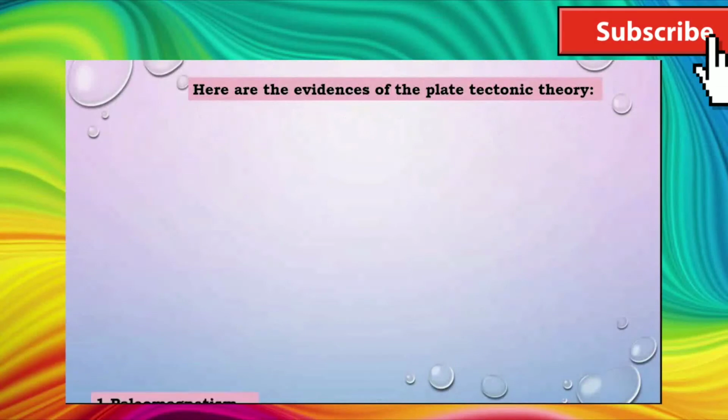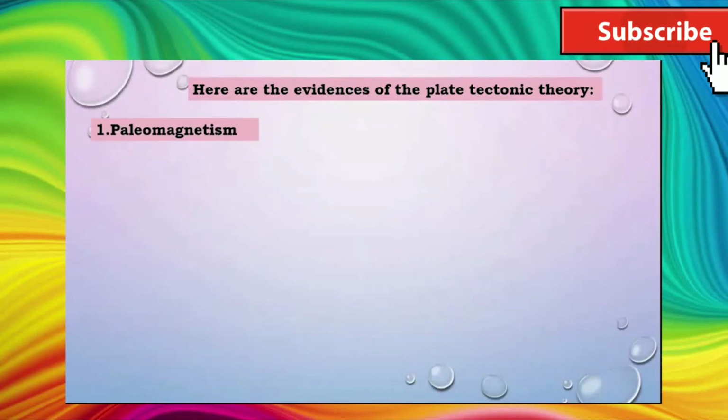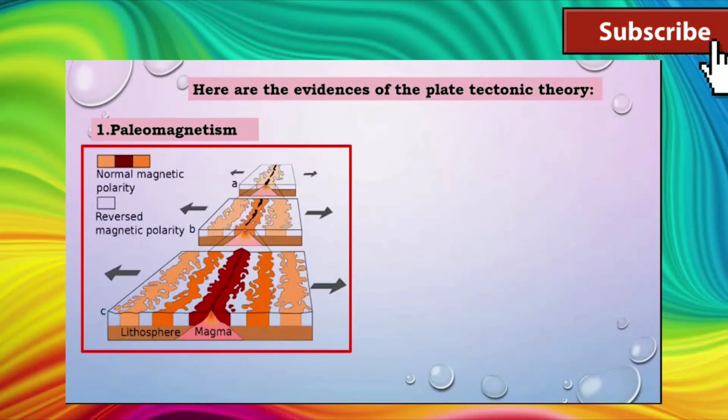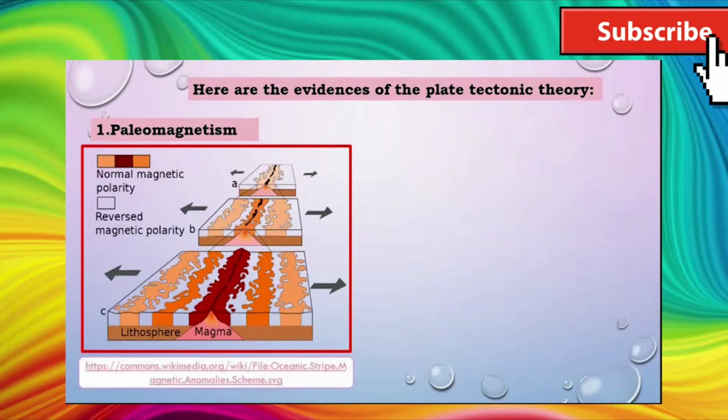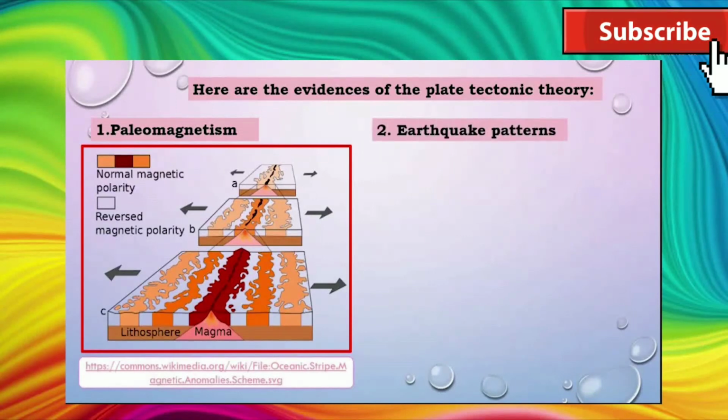Here are the evidences of the plate tectonic theory. Number 1 is paleomagnetism. It states that rocks containing iron-rich minerals are magnetized and point toward the magnetic pole. The strips of alternating polarity occur at the ocean floor or seafloor spreading.